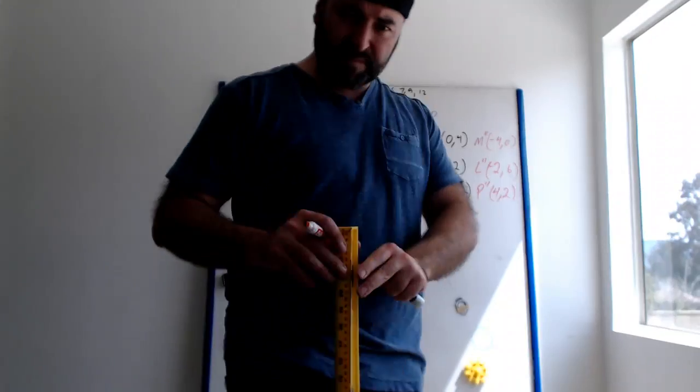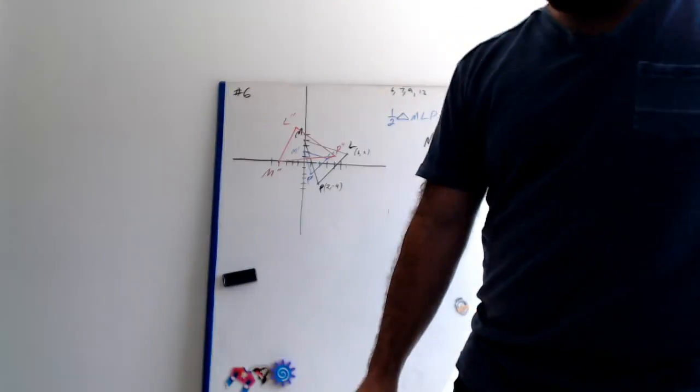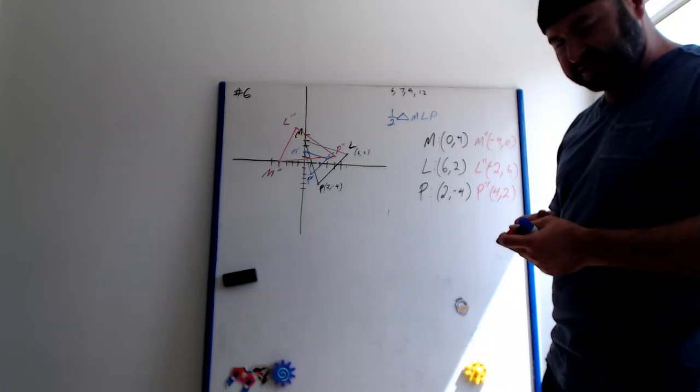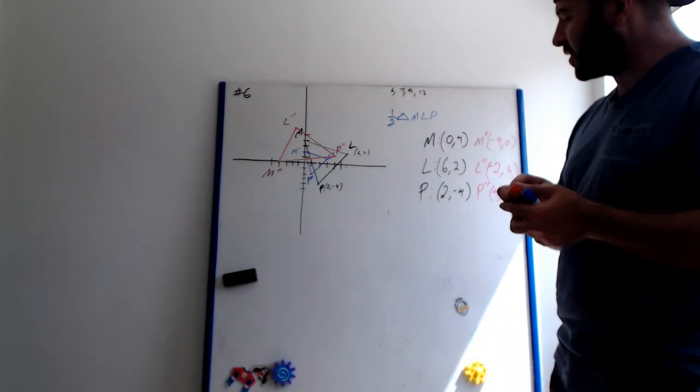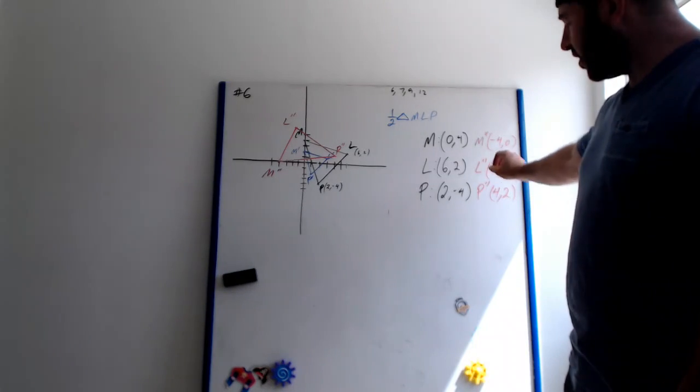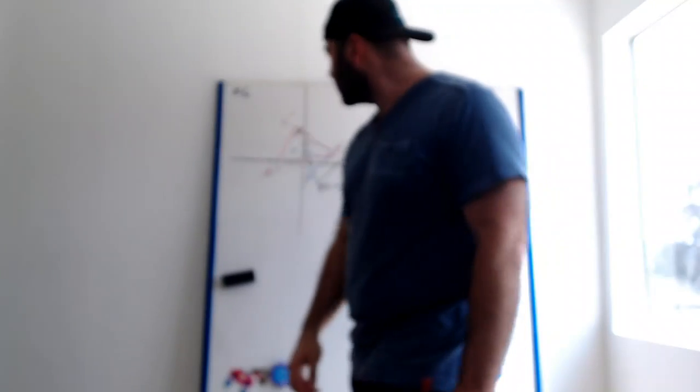Okay, so that's how you go over the dilations and the rotations. Look for a pattern when you're doing the rotations. It makes it a lot easier that way, so all you have to do is manipulate the values.